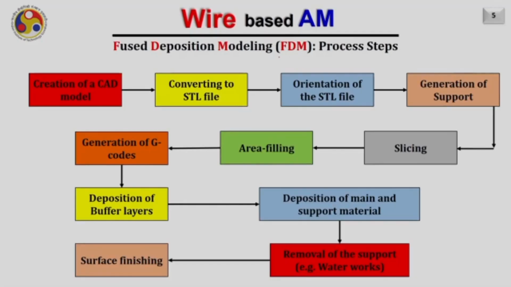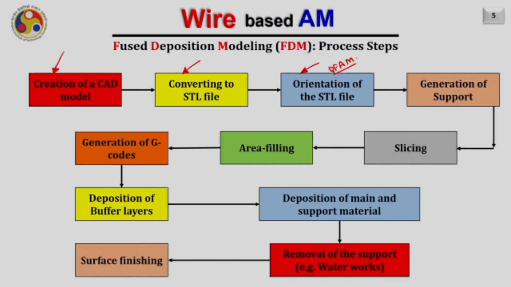So, the FDM process can start, like other additive manufacturing processes, by creation of the CAD model. Then this CAD model is converted to the STL file. Then this STL file is oriented in such a way that we consider all the benefits out of the FDM process, and in this case we just keep in mind the DFM rules, the design for additive manufacturing rules, so that you can make it very efficiently utilizing the process.